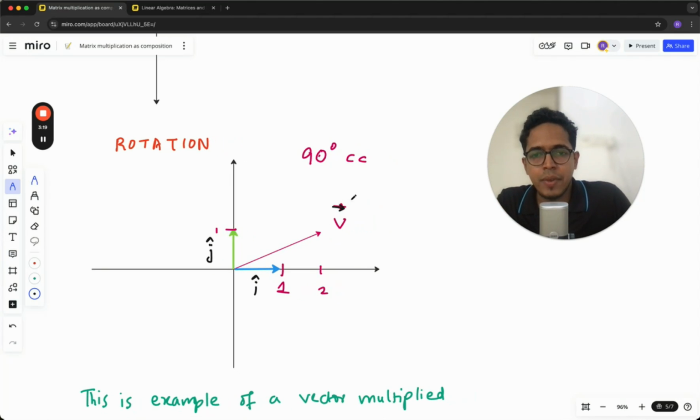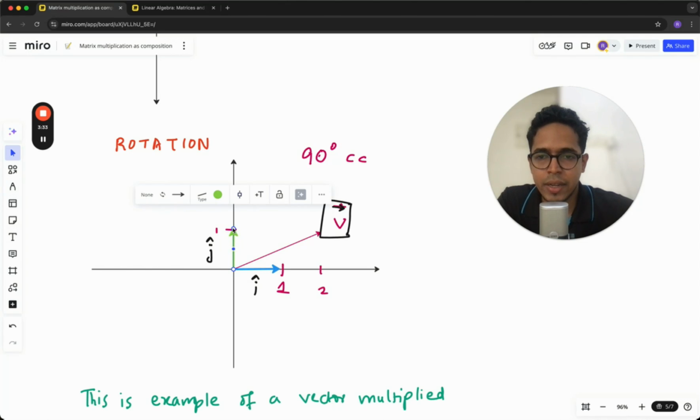What will happen to v after a transformation that rotates it? For that, let's first look at what happens to i and j. When i rotates by 90 degrees, it will end up here. And j, if it rotates by 90 degrees, will end up here. So this will be the new j after transformation, and this is the new i after transformation.